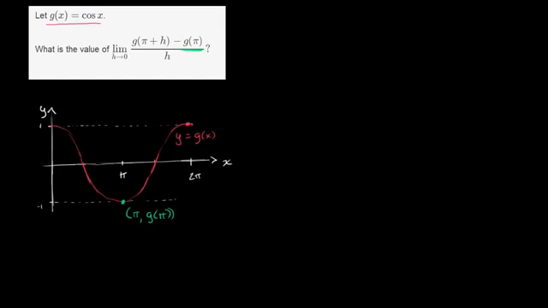And they're also concerning themselves with g of pi plus h. So let's say that this right over here is the x value pi plus h. Then g of pi plus h would be this point right over here. And they're essentially trying to find the slope between these 2 points. If we wanted to find the slope between these points, it would be change in our y value over change in x, or change in the vertical over change in the horizontal.